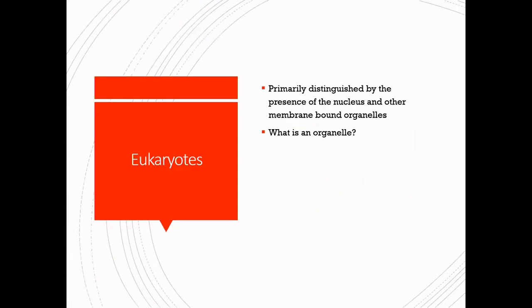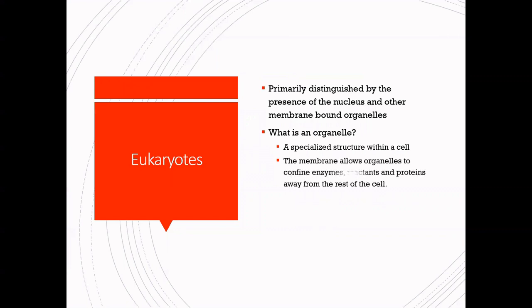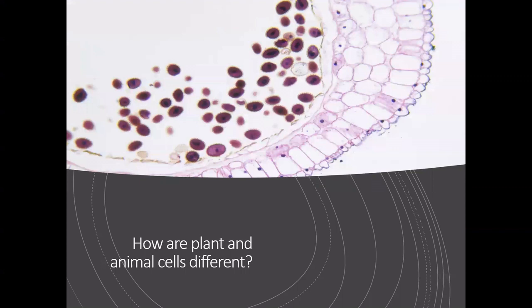Eukaryotes are primarily distinguished by the presence of a nucleus and other membrane-bound organelles. So that leads us to the question of what is an organelle? An organelle is a specialized structure within a cell. The membrane that bounds them allows those organelles to confine enzymes, reactants, and proteins away from the rest of the cell. When we talk about eukaryotes, we have to talk about the two different types.